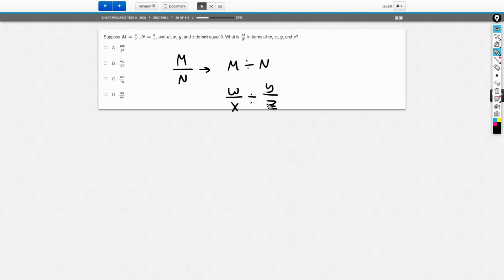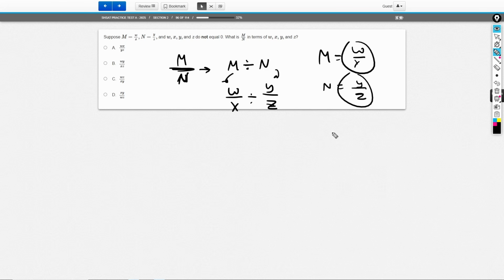So if m is equal to w over x and n is equal to y over z, we can just plug it in here, right? We know that m is the same thing as w over x, n is the same thing as y over z. So if m over n is equal to m divided by n with this division symbol right here, we can just plug in this value for m and this value for n.